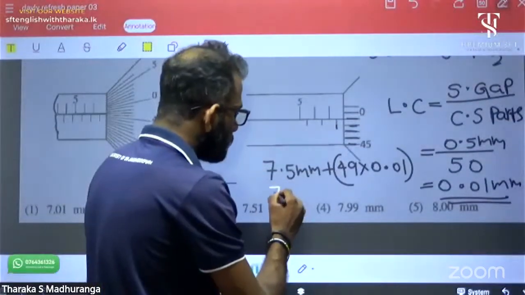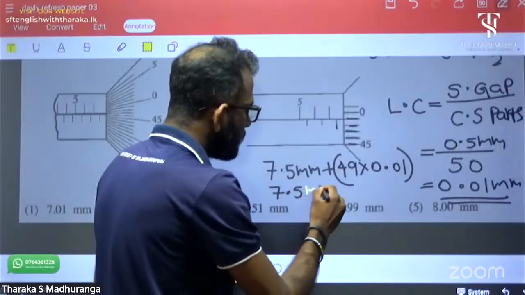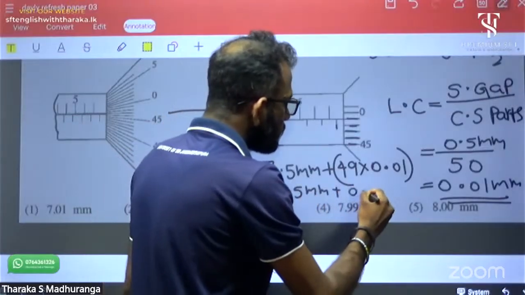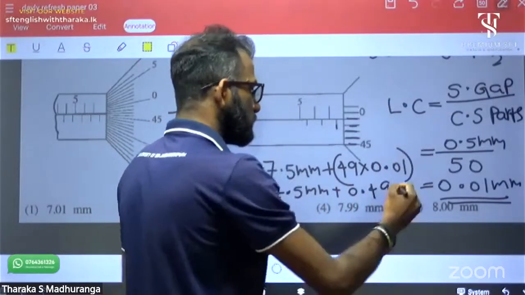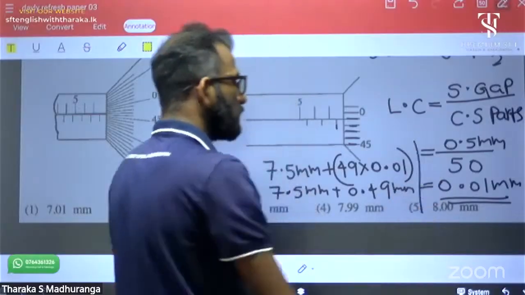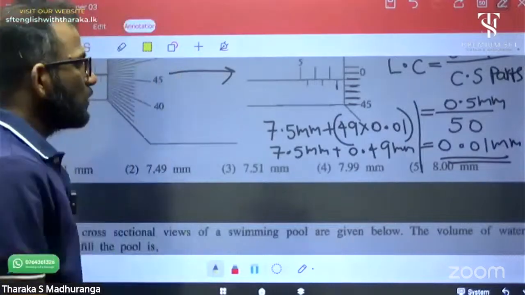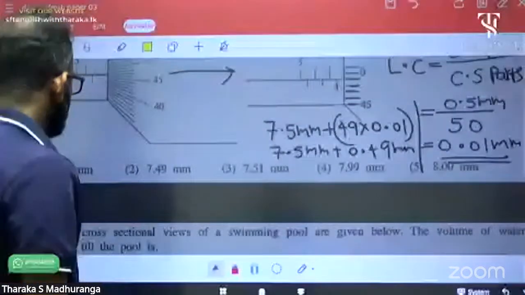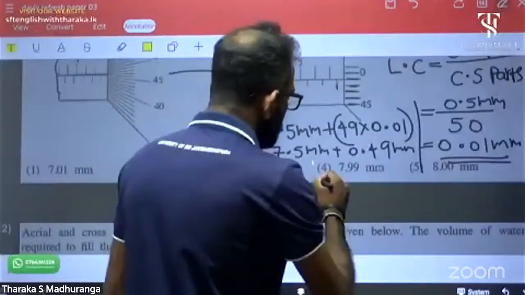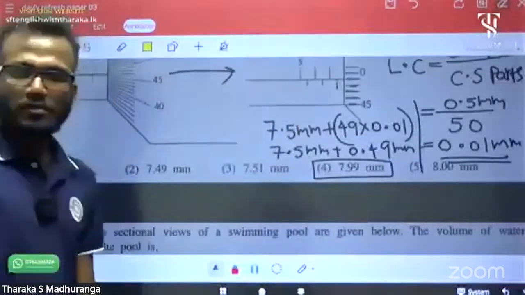Now 7.5 millimeter plus 0.49 millimeter. 7.5 plus 0.49 is 7.99 millimeter. 7.99 millimeter, answer number 4.